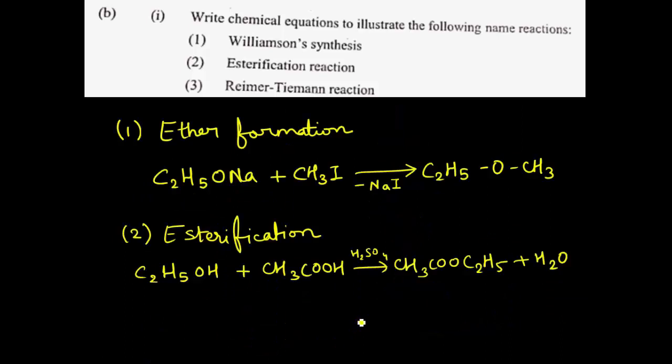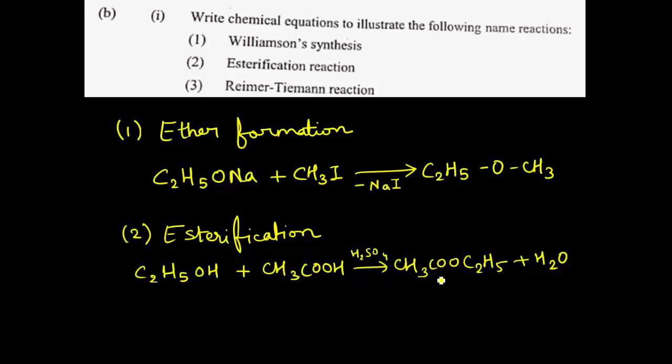Next, so these are some chemical equations, right? Chemical equations to illustrate the following named reactions. These are pretty easy, you know how ether is formed using Williamson synthesis. So sodium ethoxide, when reacts with an alkyl halide, it gives out sodium halide and it forms an ether. The second one is esterification reaction, and you all know that when an alcohol reacts with a carboxylic acid in presence of concentrated sulfuric acid, you get an ester and water.